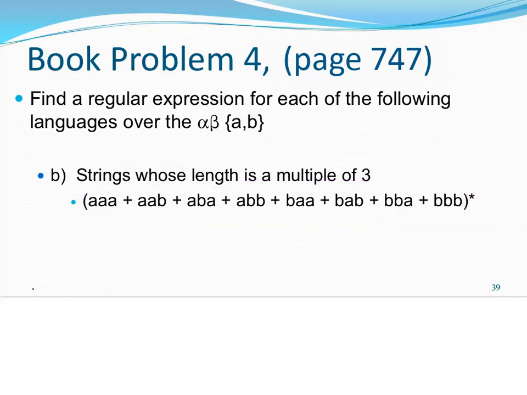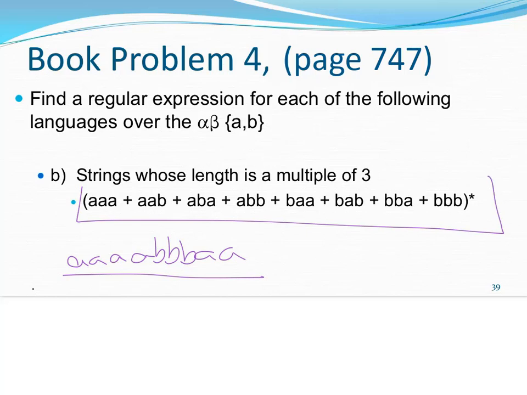So, for example, the string AAAABBBAA, this long string, is in this language. Because the first time I took a string out of here, I took AAA. Second time I came in, I picked a different one, I picked ABB. And the next time I came in, I picked BBA. Right? And so you can go in here as many times as you want and pick as many strings. That's the magic of the star. And you can pick a different string each time.